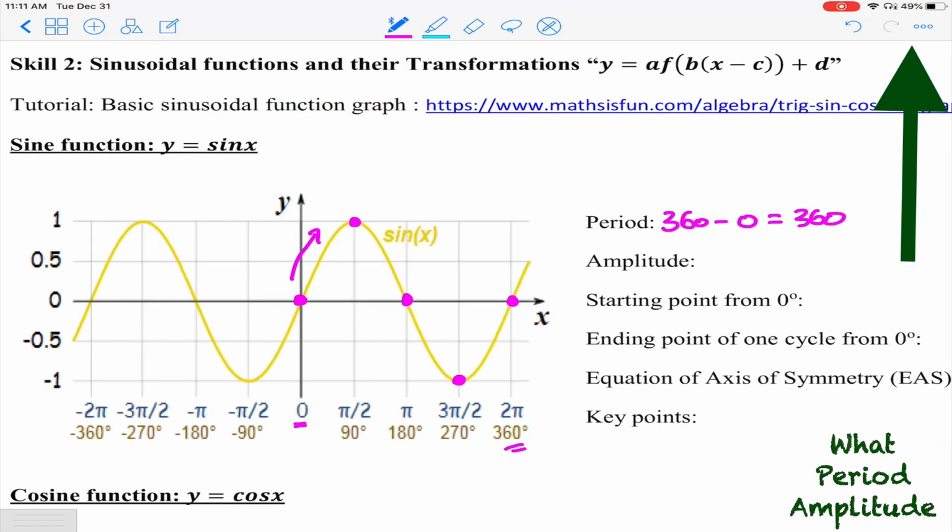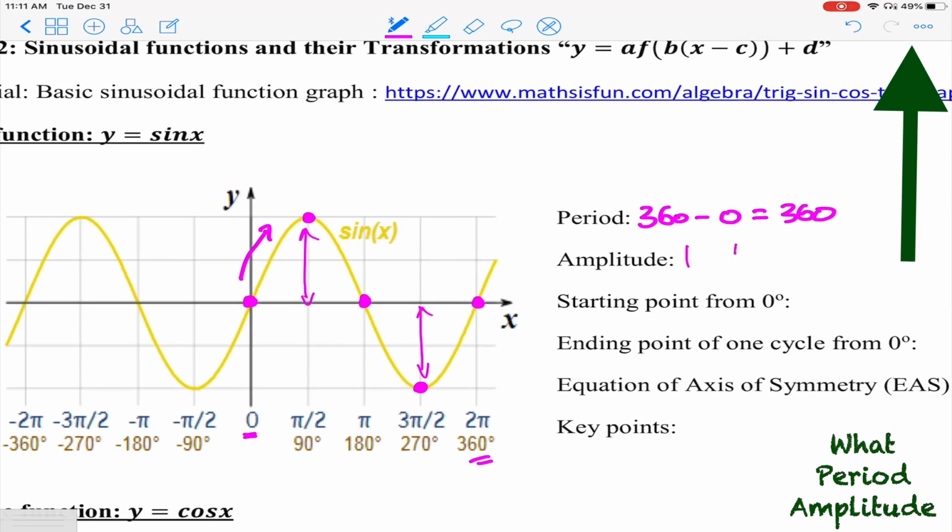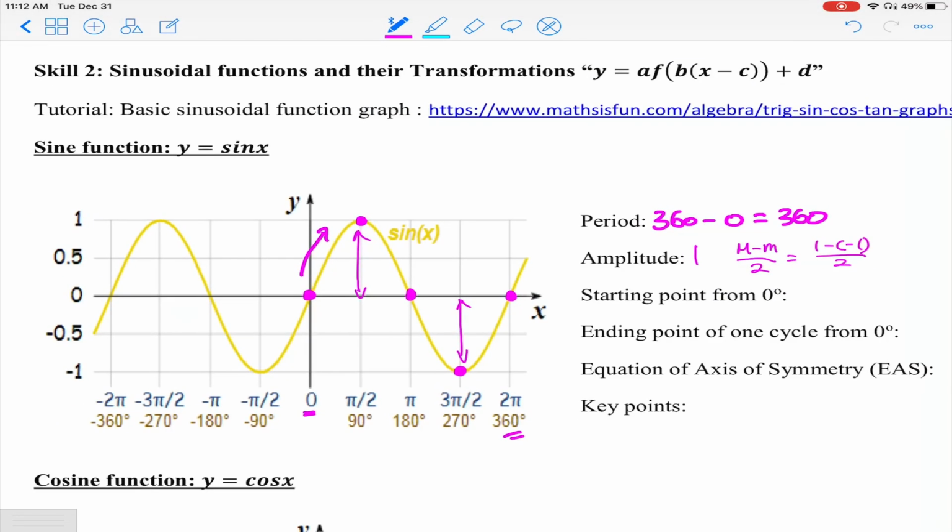Then the amplitude is the distance between the max and the middle, or the minimum and the middle. In this case the distance, for example right here or right there, is 1, which can also be represented in the form of maximum minus minimum divided by 2, which is (1 minus -1) over 2. I forgot to mention that the maximum of the sine function's value before any transformations is 1 and the minimum is -1. You have to remember that.